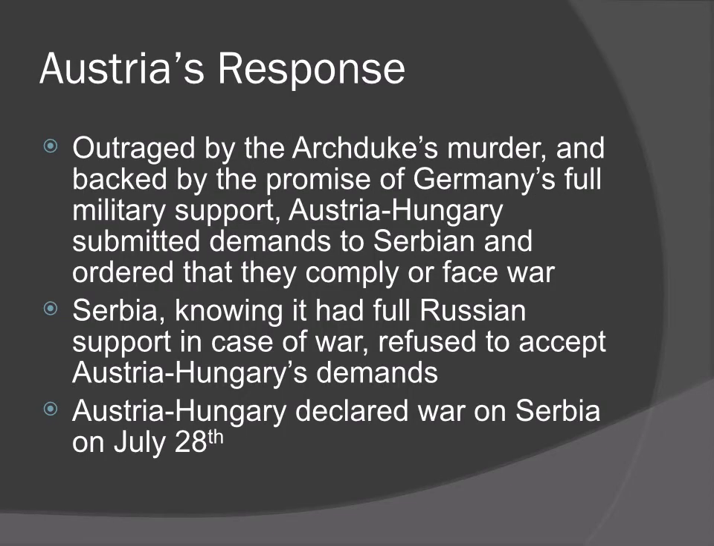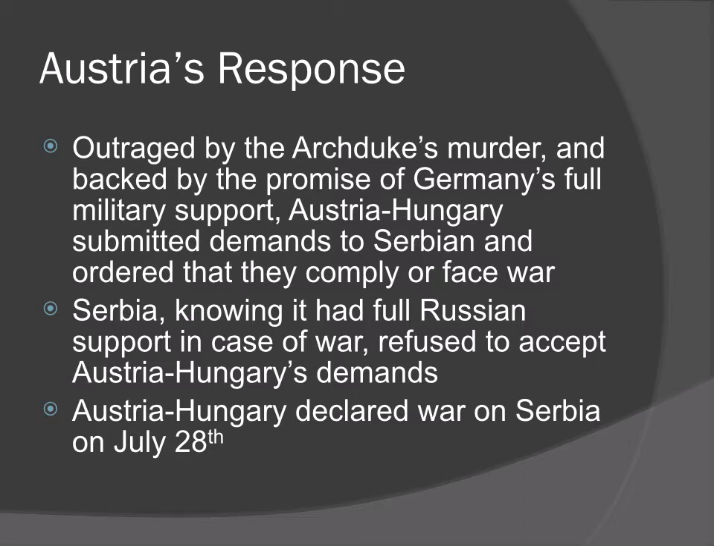So Austria's response to the Archduke's assassination, they were outraged, obviously. I mean, they would be very, very upset if their crown prince was killed. So they were backed by the promise of Germany's full military support. So Austria-Hungary submitted demands to the Serbians, who assassinated Archduke Franz Ferdinand, and they ordered that they comply or they face war. So Serbia knew it had Russian support, and they refused to accept Austria-Hungary's demands. Austria-Hungary then declared war on Serbia on July 28th.